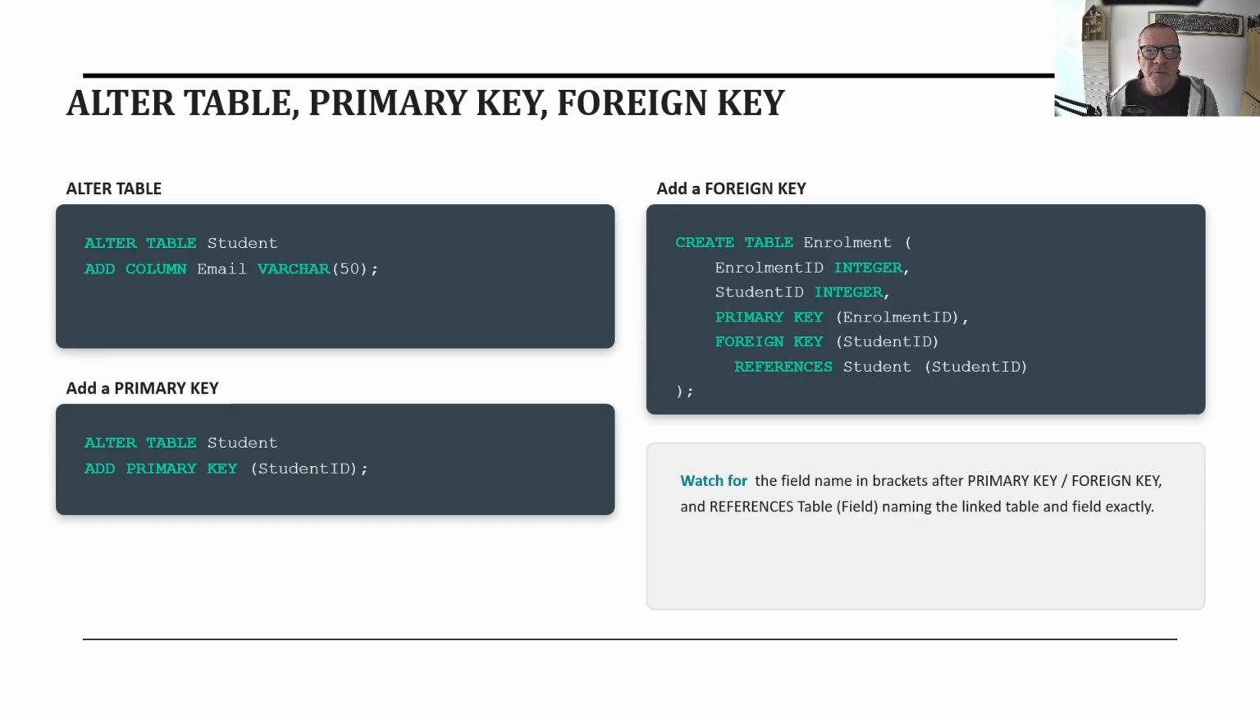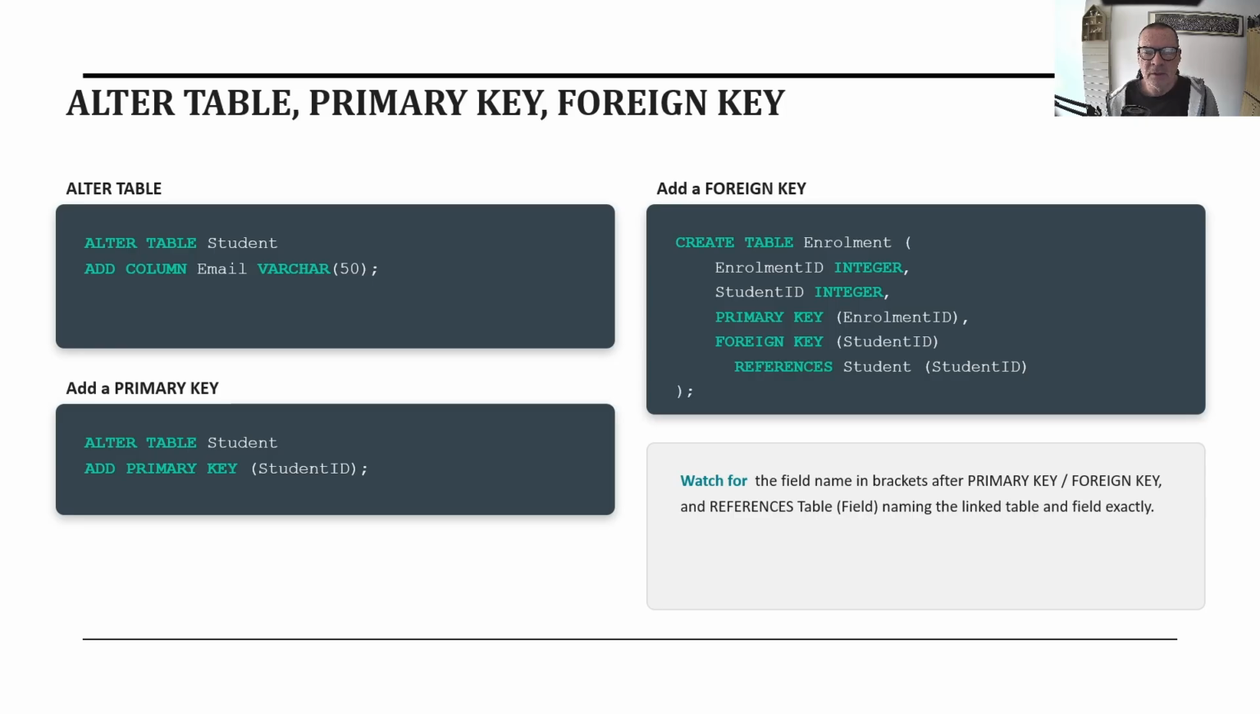We can define foreign keys for tables. So when we're creating a table, we can specify foreign key, linking it to another table. So in this case, we're linking the enrollment table to the student table, and we're using a foreign key of student ID. So for CIE, we say on a separate line, foreign key followed by the attribute that is the foreign key and references the other table.